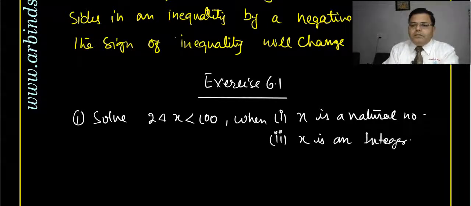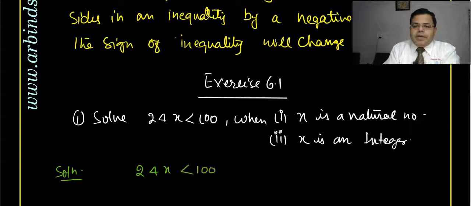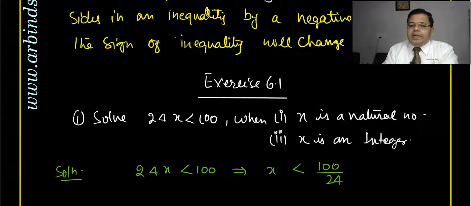So what will be that? In that case, how do we solve this question? Solution: 24x is less than 100. This implies x is less than 100 by 24. We divided both the sides by 24, so 24 and 24 cancel. Because 24 is a positive number, when we divide both the sides by 24, the sign of inequality will not change. And cancel: 4 times 6 is 24, and 4 times 25 is 100.